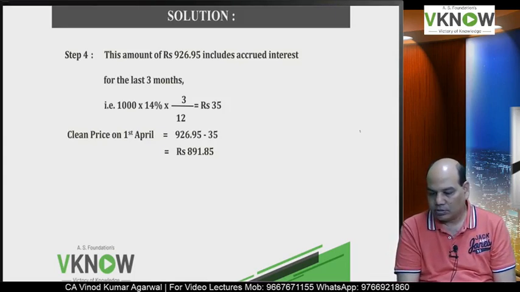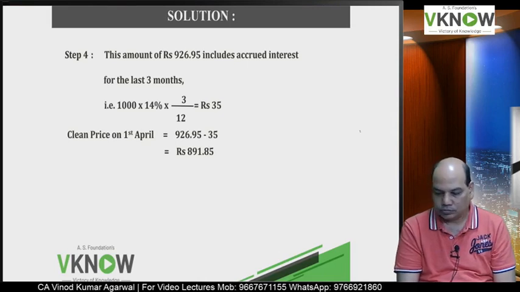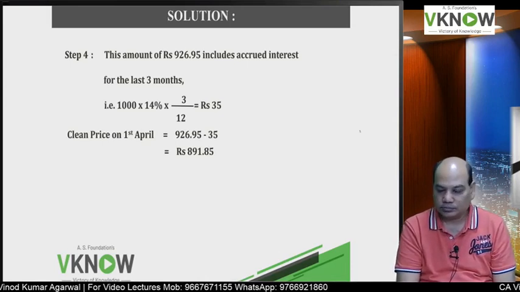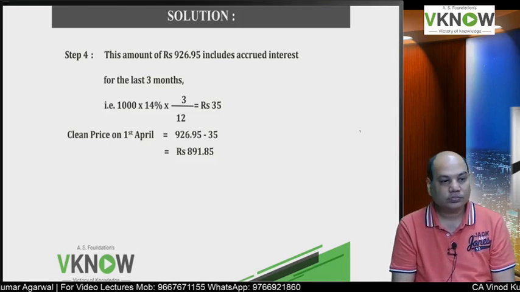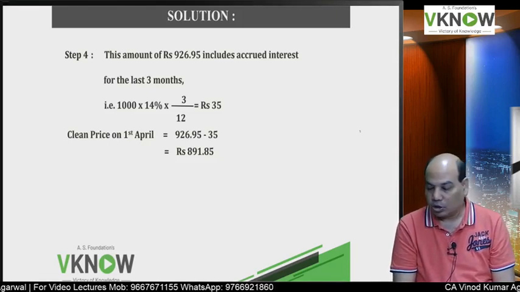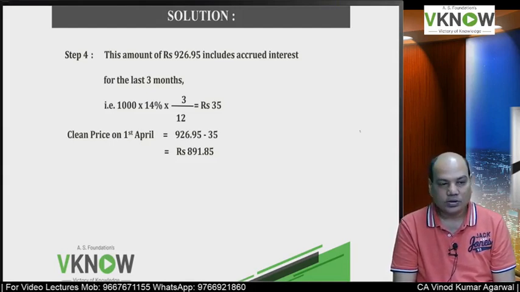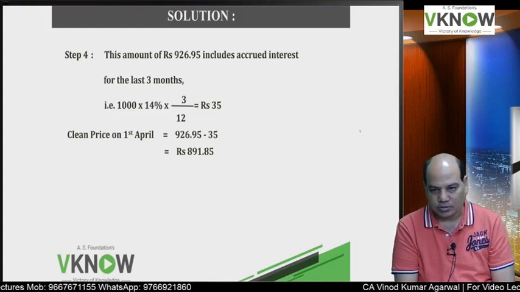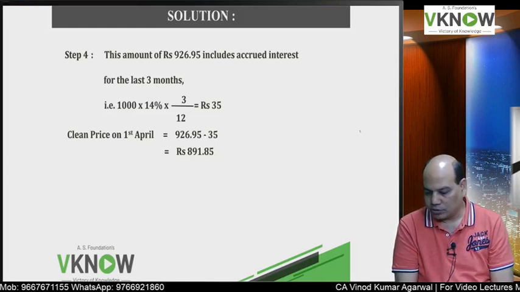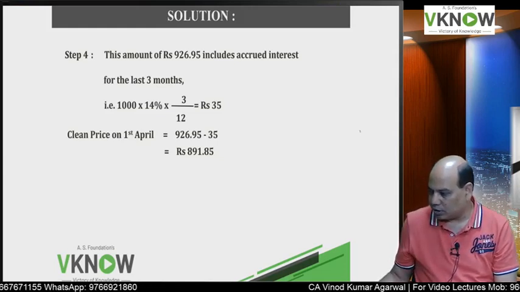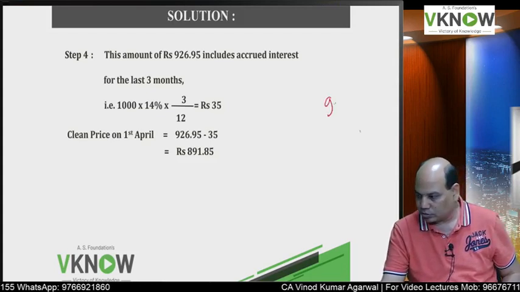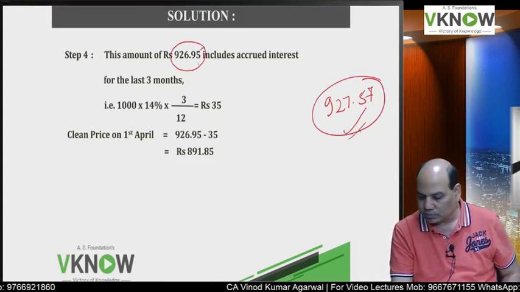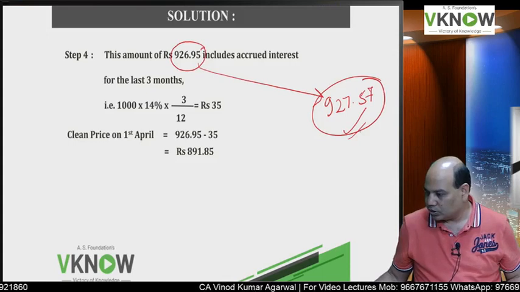So write down step 4. This amount of rupees 926.95 includes accrued interest for the last 3 months. Approximately, you are right, Divya, 927.57 is also okay. Somewhere close to this number is okay. Not too much difference.